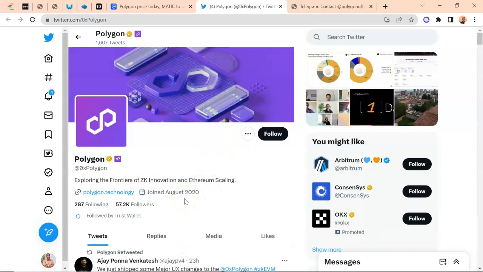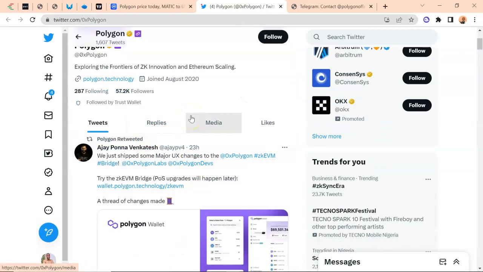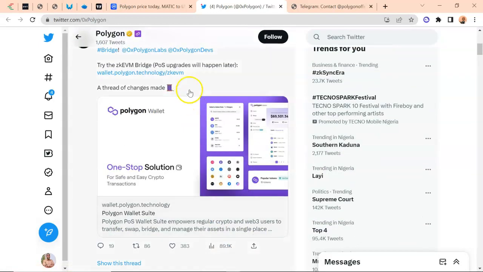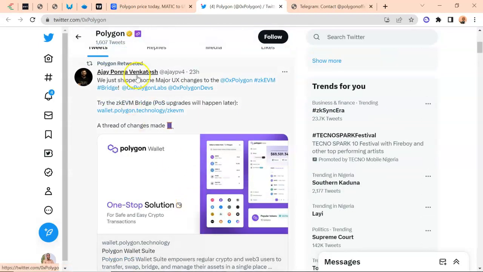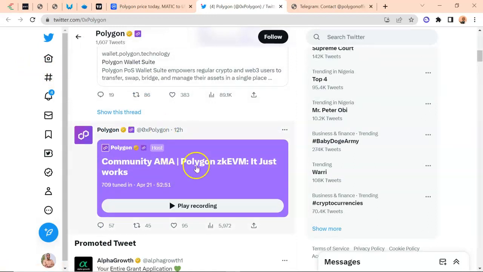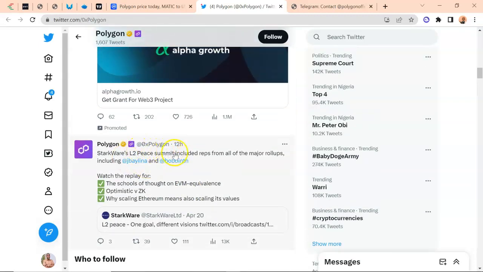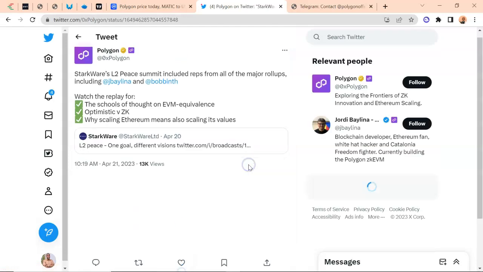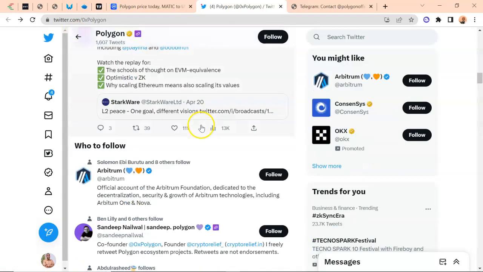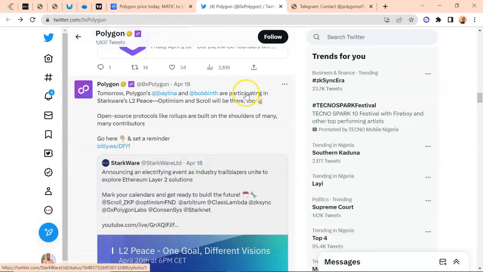So they have 57,000 followers on Twitter. That's also not bad, but I expected more than this amount of followers. But the main thing is the engagement. Let's check out the engagement. They made a retweet some hours ago. Community armor, Polygon ZKVM, it just works. That was 12 hours ago. Okay, wow, that's interesting to know. So all of the updates we have here are not things that will impact Matic that much.